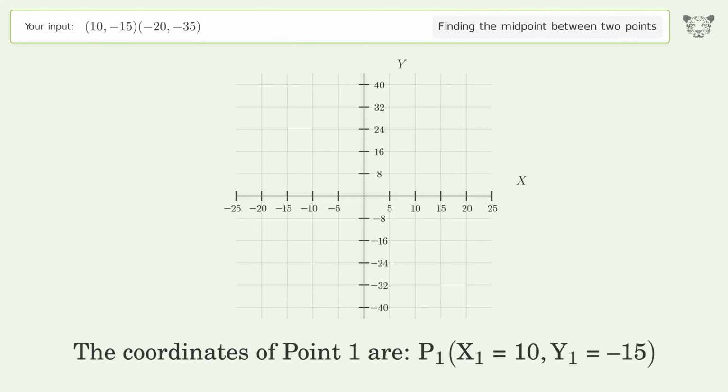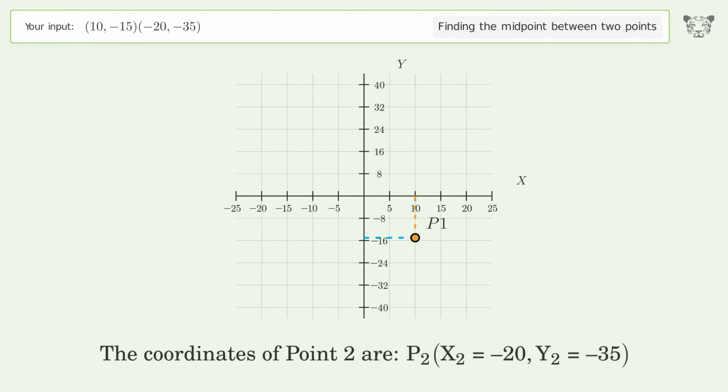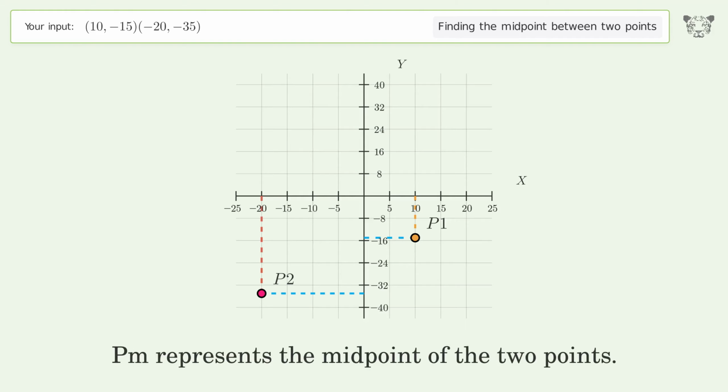The coordinates of point 1 are x1 equals 10, y1 equals -15. The coordinates of point 2 are x2 equals -20, y2 equals -35. PM represents the midpoint of the 2 points.